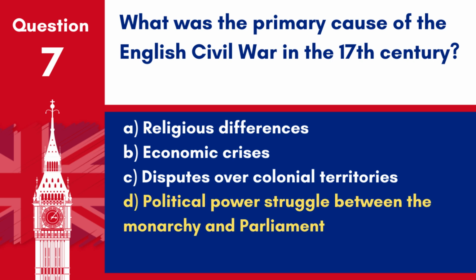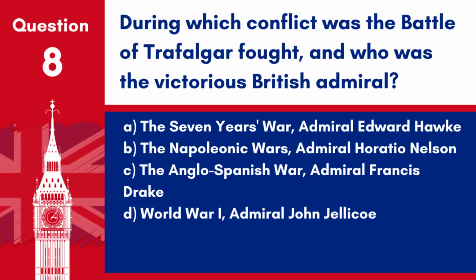Answer. D. Political power struggle between the monarchy and parliament. The primary cause of the English Civil War was the ongoing power struggle between the monarchy and parliament over governance and authority.